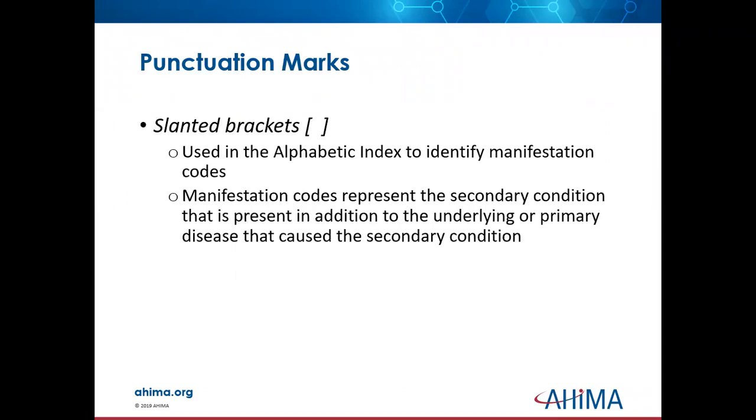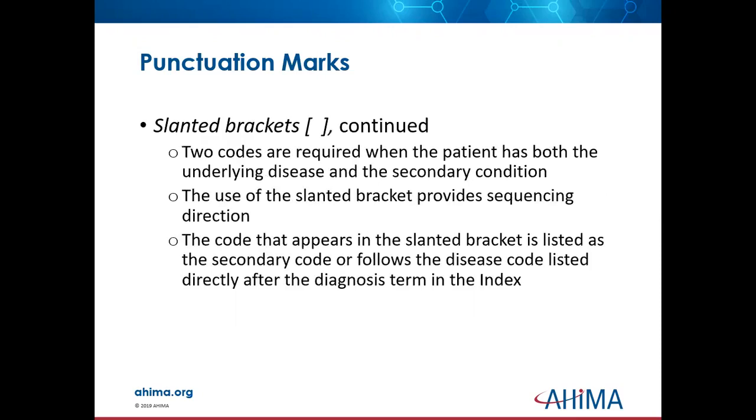Slanted brackets are a little bit different. Slanted brackets are used to indicate the manifestation codes. The manifestations are the secondary condition that's present in addition to the underlying disease that caused the manifestation. Two codes are required when the patient has both the underlying disease and the secondary condition. The use of the slanted bracket provides sequencing direction. So the code that appears in the bracket is listed as the secondary code and follows the disease code directly after the diagnostic term in the index.